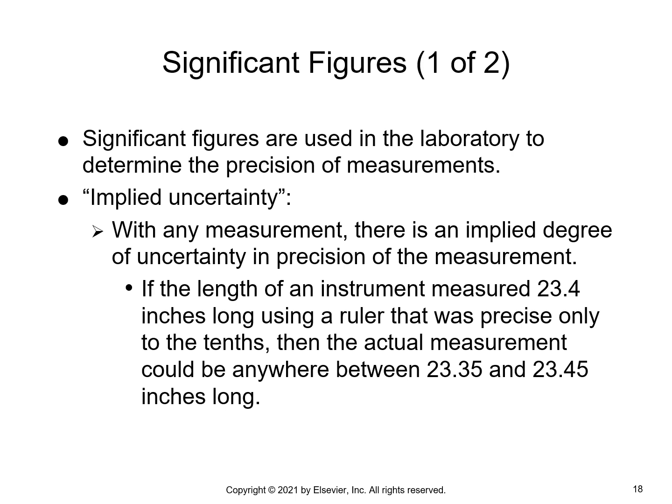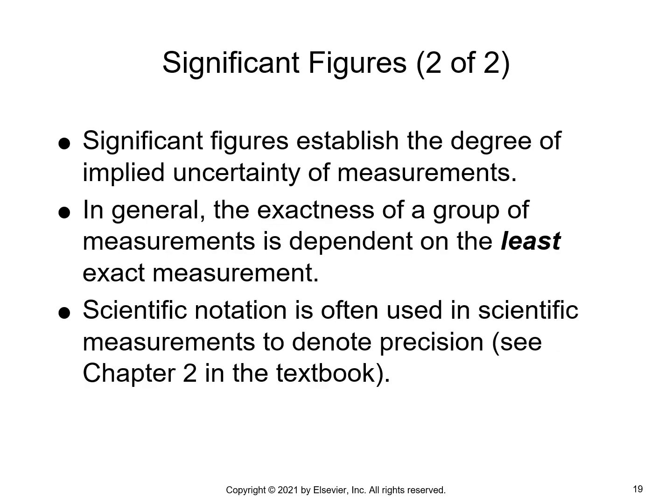The figure goes to the next 10th on that ruler mark. So we're somewhere in there. There's still a little bit of uncertainty, because we know that it's right at 23.4, but it could go slightly over or slightly under that. Significant figures establish the degree of implied uncertainty of a measurement.